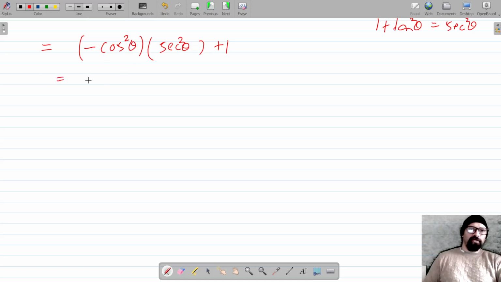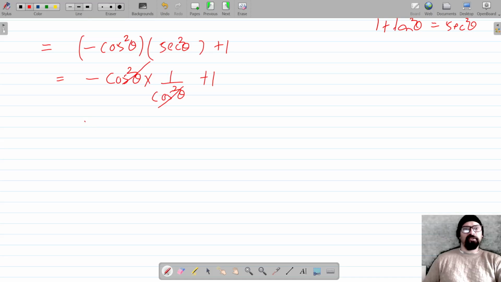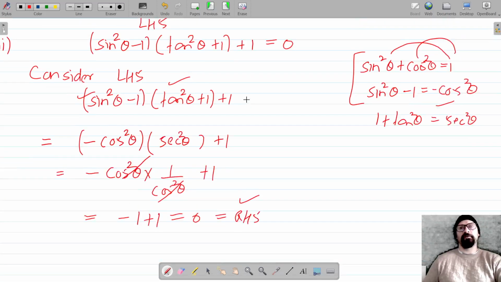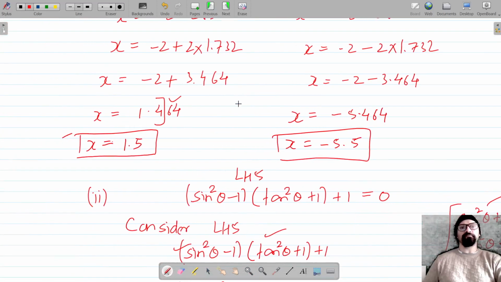Okay, so we know that secant squared theta is 1 upon cos squared theta, plus 1. This gets cancelled. This is equal to negative 1 plus 1, which is equal to 0. So that is equal to RHS. So hence it is proved.